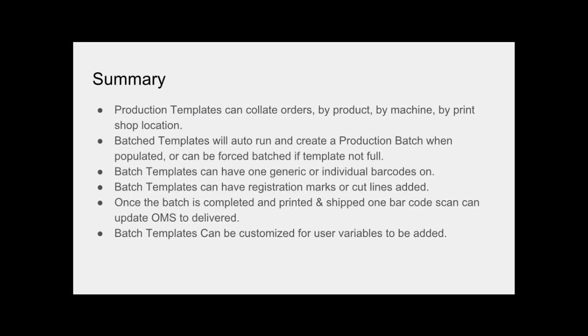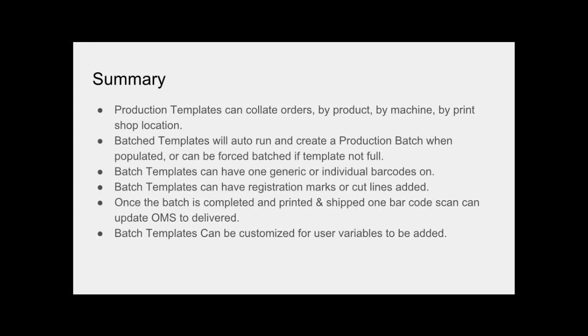Okay, so a fairly specific but fairly simple webinar, but just to summarize what we can do with a production template and a batch template. Production templates can collate orders by product or by machine or by print shop location, and this can be anywhere in the world, automatically routed. Batch templates will auto run once they're fully populated, and they will create a production batch. Or if the batch doesn't get full, we can force batch if we want to. And again, we can rebatch if there's an issue with the artwork or the printing. Batch templates can have one generic barcode, or each artwork can have individual barcodes on. That's your choice.